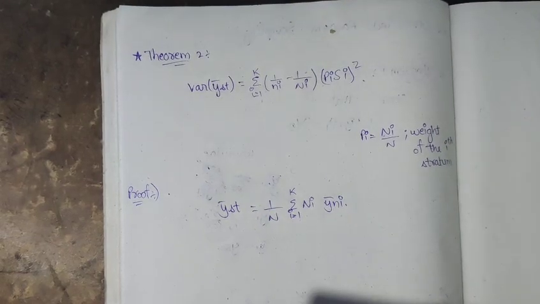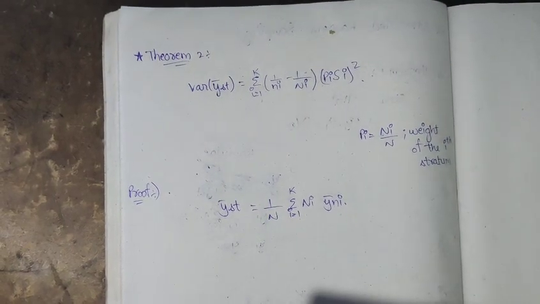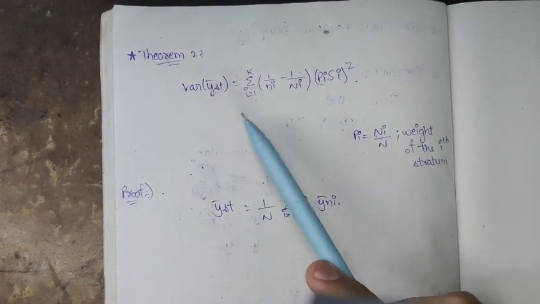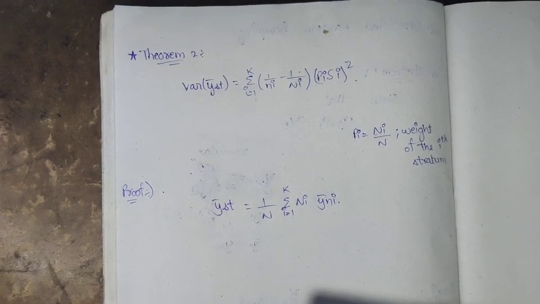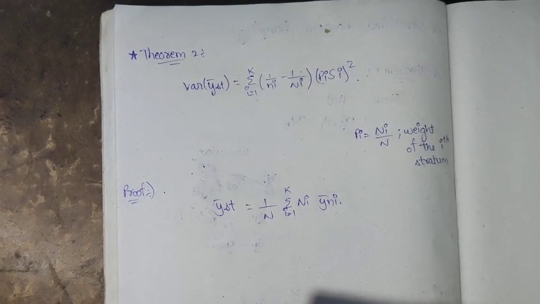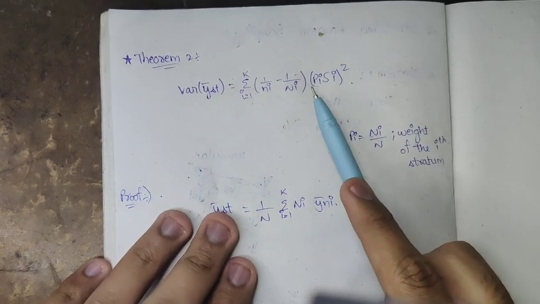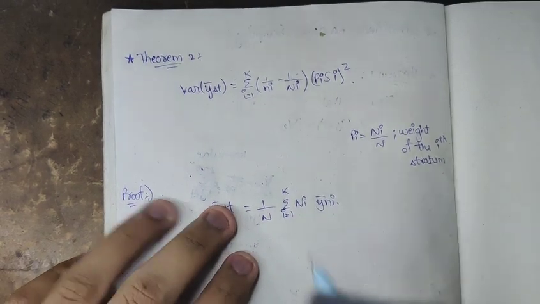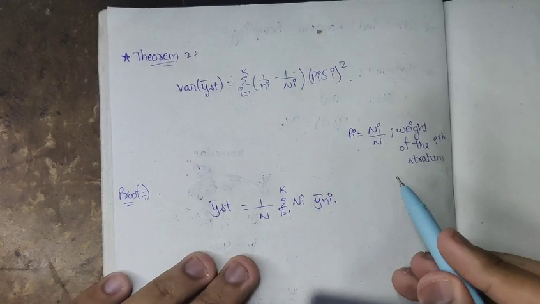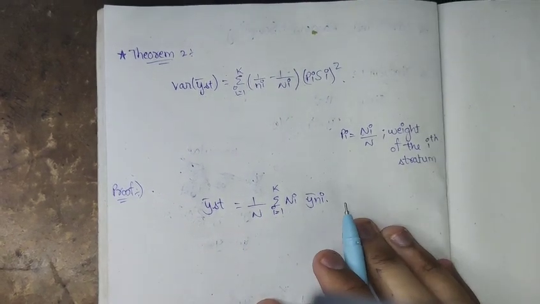In stratified random sampling, the second theorem is: the variance of ȳ_st, that is, the variance of the sample mean in stratified random sampling, is equal to the summation from i = 1 to k of (1/n_i − 1/N_i) P_i² S_i². Here there is a new term, that is P_i. P_i is the proportion, P_i = N_i/N, which is the weight of the ith stratum.